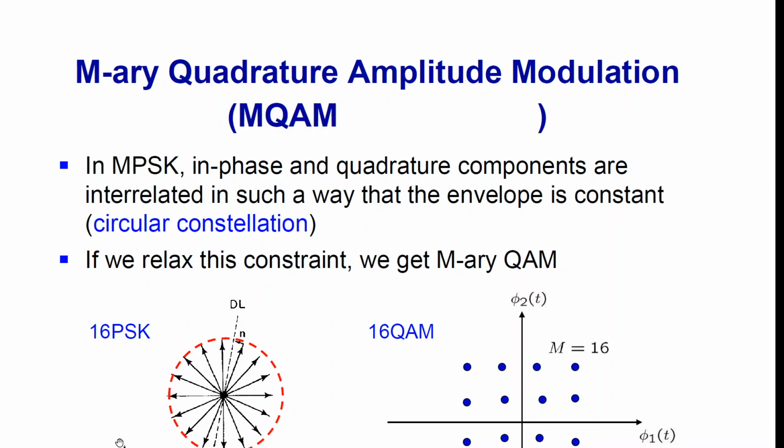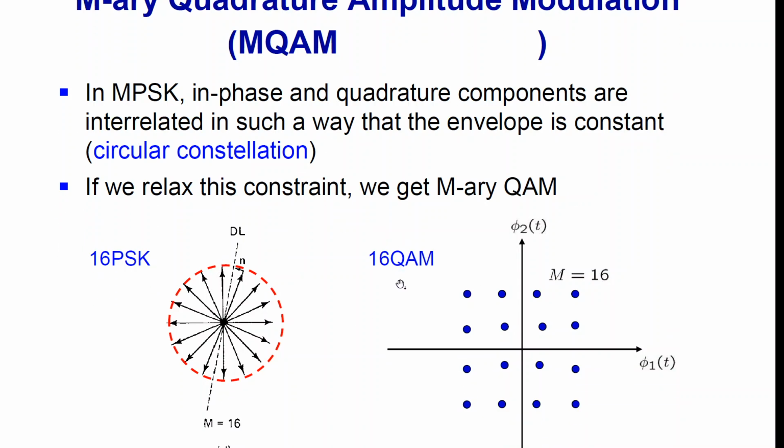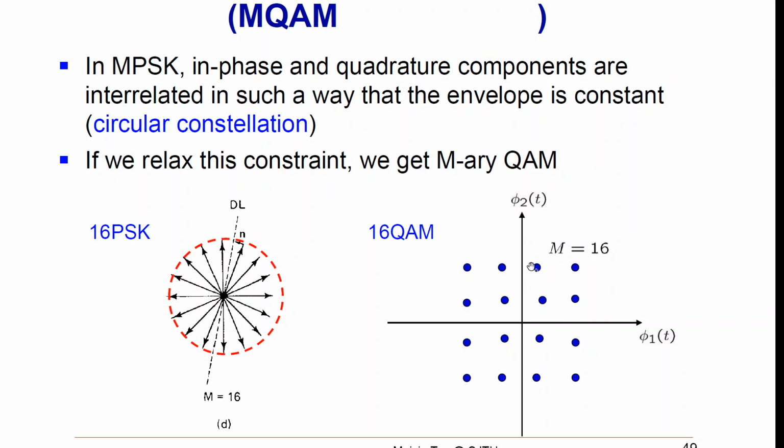Now MQAM. In MPSK, the in-phase and quadrature components are interlaid in such a way that the envelope is constant, and we get a circular constellation. If we relax this constraint and change the amplitudes also, we will get M-ary QAM. This is the example of 16 QAM. So this is 16 PSK. Only the phase is changed for the symbol, so all will be on the circumference of a circle. But in QAM both amplitude and phase change. This is a square constellation for 16 QAM.